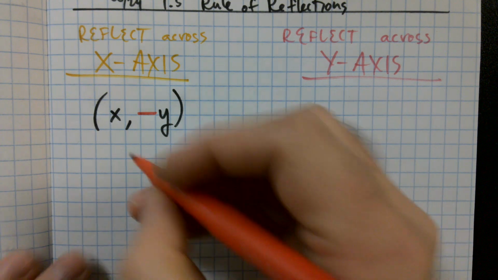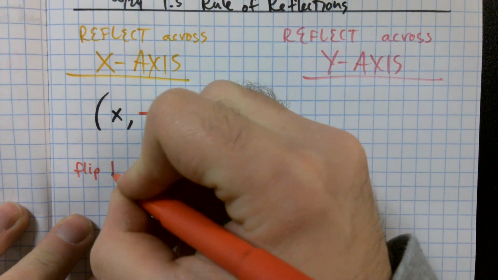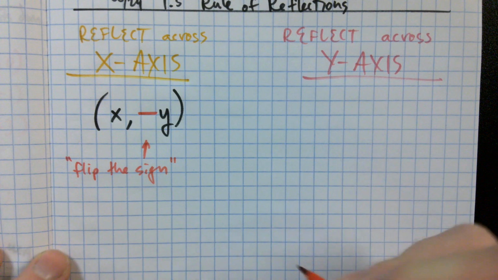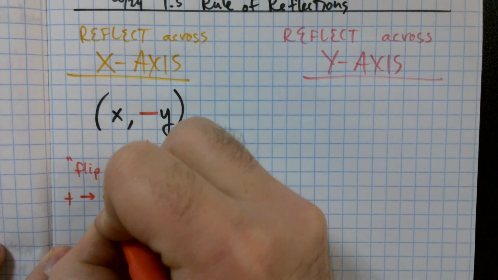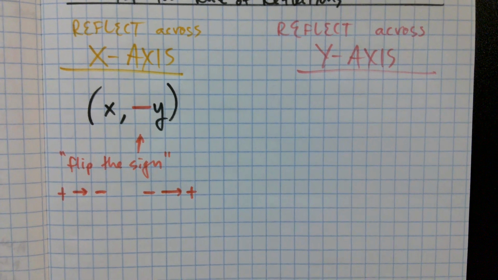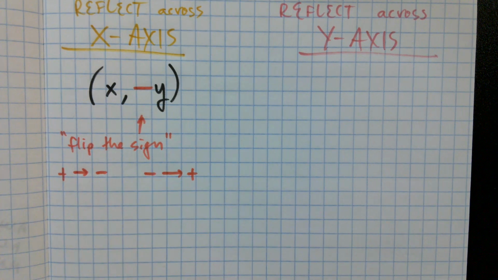And what this negative sign means is that we're going to flip the sign. So plus turns to a minus, and minus turns to a plus. A lot of times people see that negative y and go, oh, y has to be negative. Well, if it's already negative, what we're doing is we're making it positive. We're not changing anything about the numbers. We're not changing the order of the x and the y. We're just flipping the sign of our y.